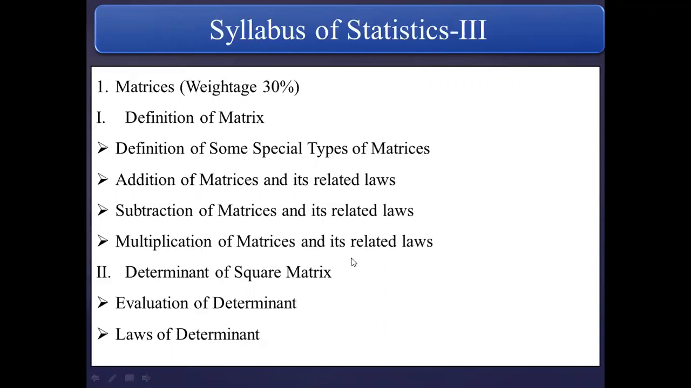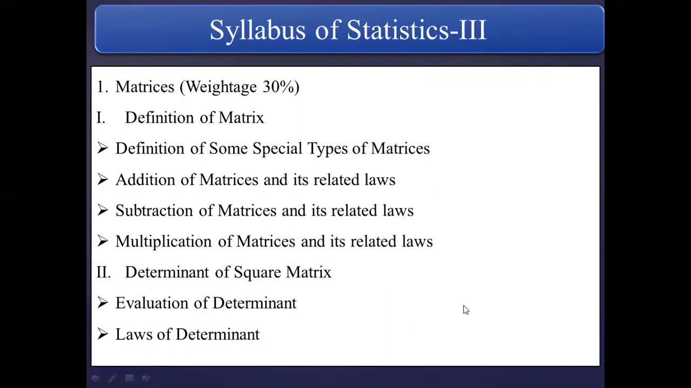Then in the first chapter, the second part is the determinant of a square matrix. In this part, we will learn how we can find the determinant of any square matrix, how we can evaluate the determinant, and how we can know whether the determinant exists or not. We will also see the laws of determinants.